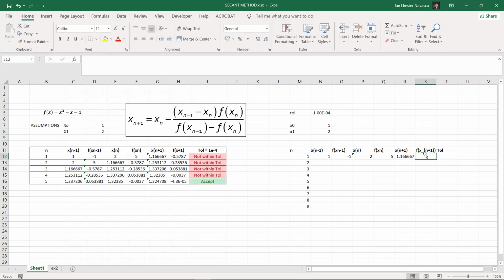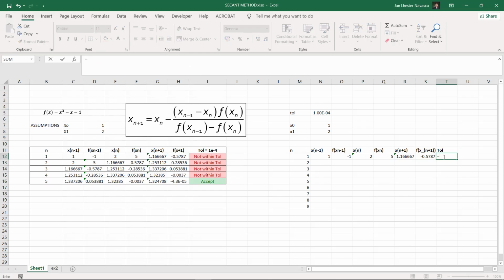Okay. So, lagay nyo lang natin equal sign, syempre, x cube, kung ano yung function natin. X cube minus x minus 1. X cube minus x. X cube, nakalimutan ko x cube. Okay. So for your accepting tolerance, syempre ang gagawin mo ganito.